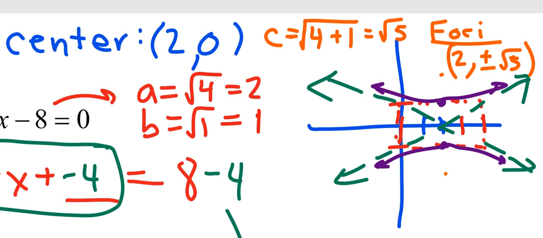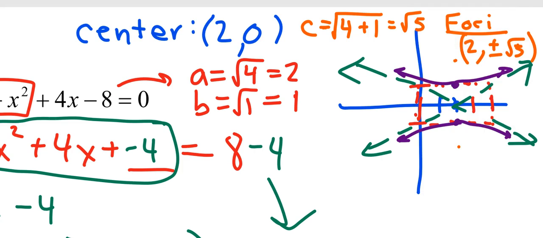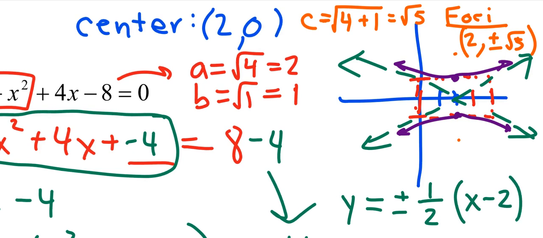We just added and subtracted from the center. All right. Now, can you give me the equations of those asymptotes? Equations of the asymptotes. You could say y minus 0, or we don't have to say that. We could just say y equals plus or minus 1 over 2. Up 1 over 2, right? Rise over run, x minus 2. You could put y minus 0.